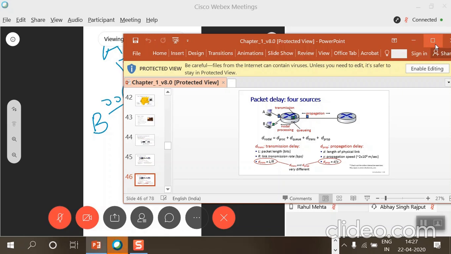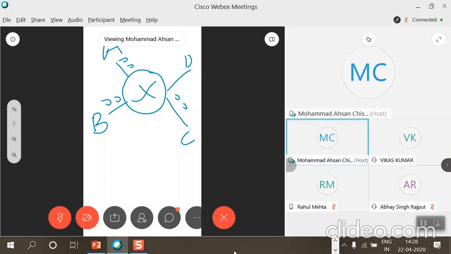I had, let me change the color. I have now a packet which has reached here. How? After the first delay, I will depict it with this. This is the first delay, that was the processing delay. After the processing delay, it took the second delay, that was the queuing delay.